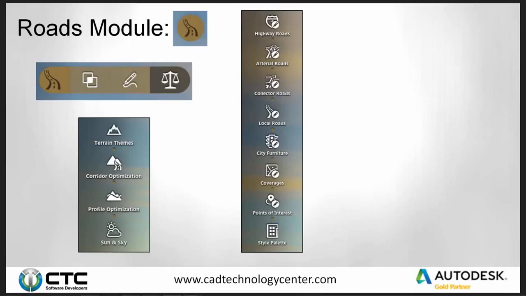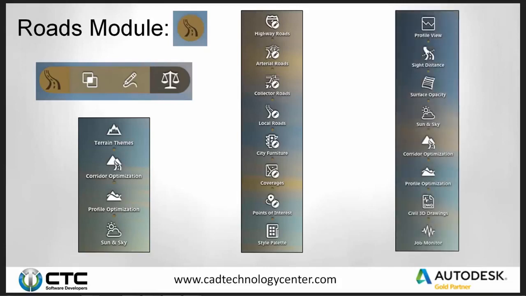So back to the road modules, I have 4 different types of roads I can build, and they're pretty much based off of speed, because I could actually use a highway road style for a local road, and I could use a sidewalk for a highway road if I wanted to, but it'll be based off of speed. City furniture, coverages, points of interest, and the style palettes, those are all part of both 360 and the suites. Nothing different there.